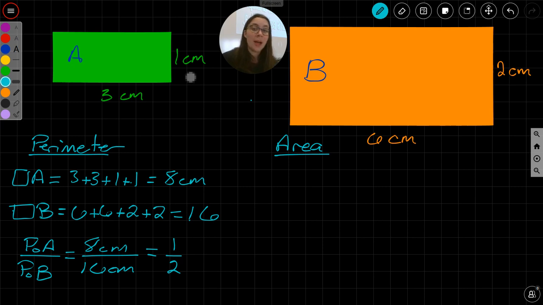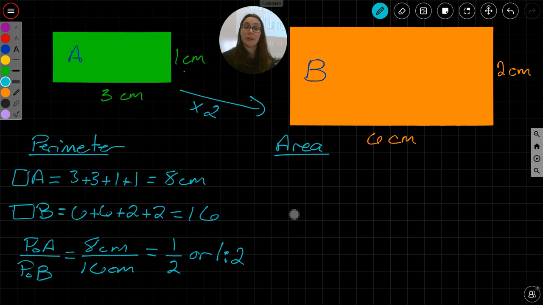So when I took my measurements from rectangle A to rectangle B, what did I do with them? I doubled them, times 2. All of my measurements are times 2. So my perimeter is also times 2. My ratio is 1 to 2.